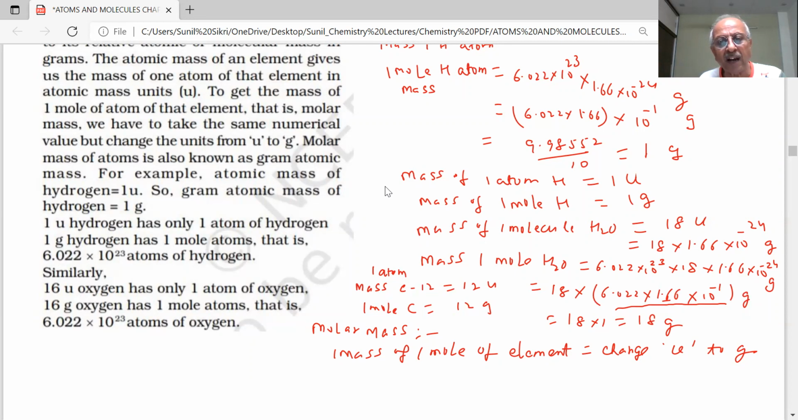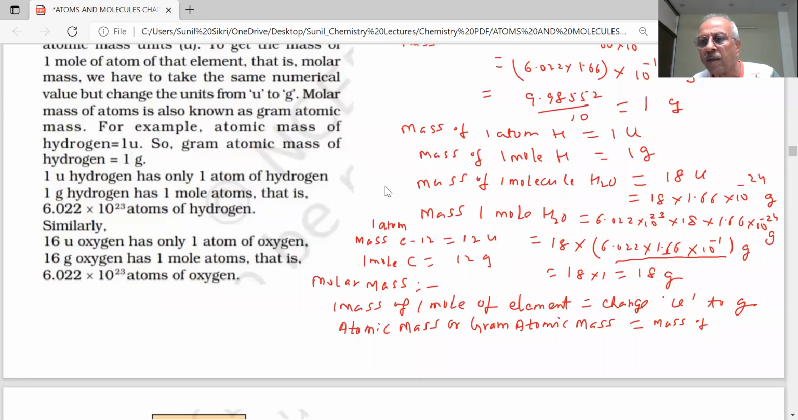So we can say if I have a hydrogen atom, student, the atomic mass of hydrogen, or I can also call it gram atomic mass. How much will it be? Gram atomic mass. That will be the mass of 1 mole of the hydrogen atom. Mass of 1 mole of hydrogen atom will be equal to how much? 1 gram. Clear?